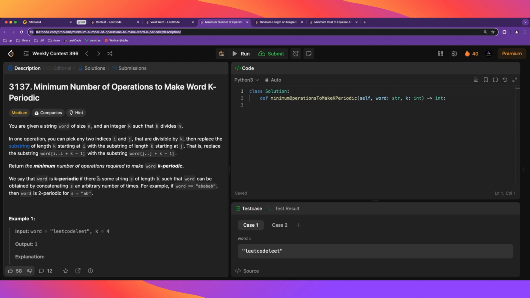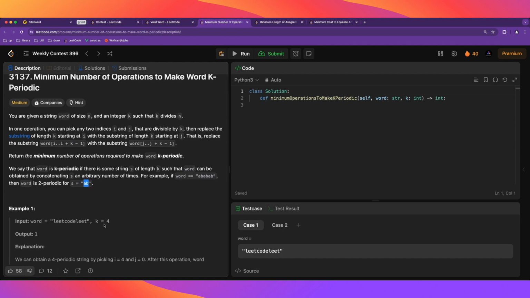Then replace the substring of length k starting at i with the substring of length k starting at j. Return the minimum number of operations required to make the word k periodic. And here we have the definition. It is k periodic if there is some string s of length k such that word can be obtained by concatenating s an arbitrary number of times. For example, word is AB, AB, AB, so word is 2 periodic, because s is of size 2. You repeat AB 3 times and you get AB, AB, AB.